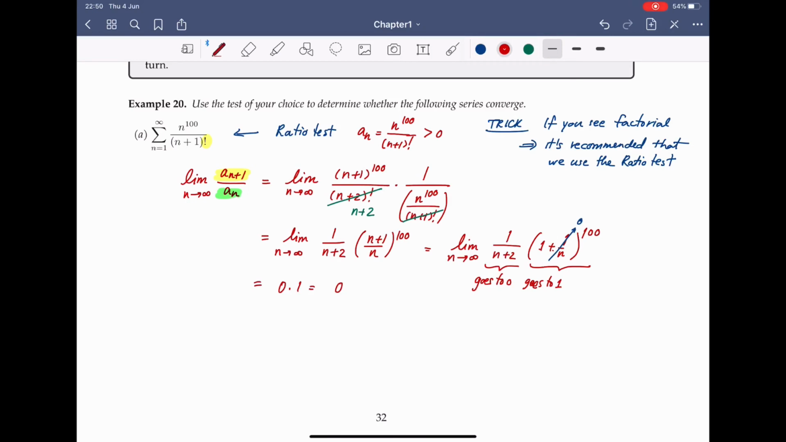So the ratio test has the limit of a sub n plus 1 over a sub n equal to 0, which is less than 1. So by the ratio test, you can conclude that the summation of n to the 100 over (n plus 1) factorial is convergent.